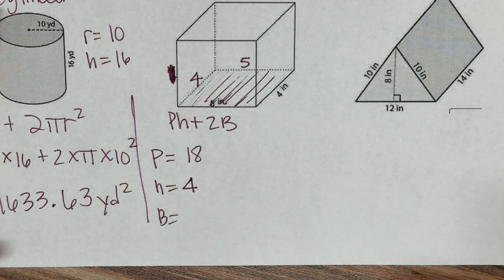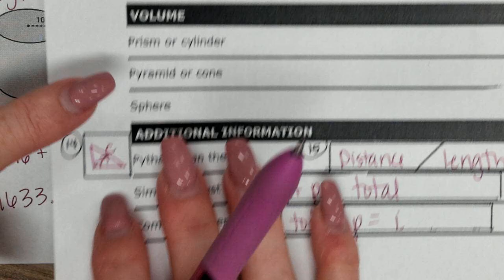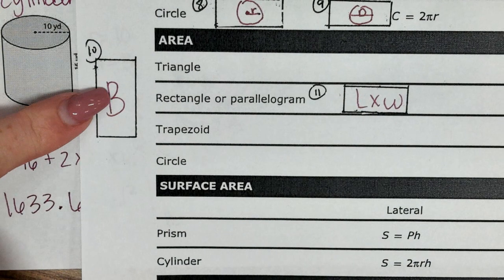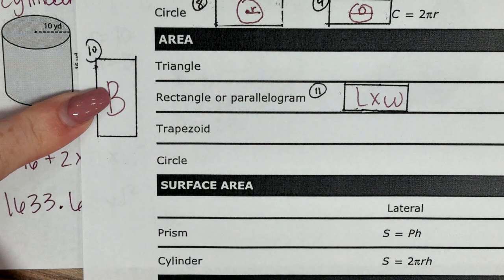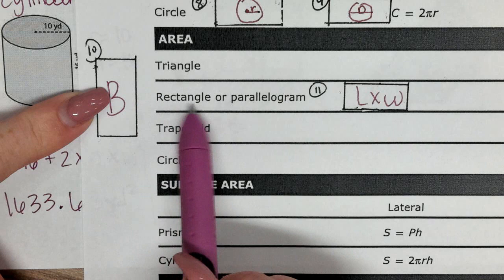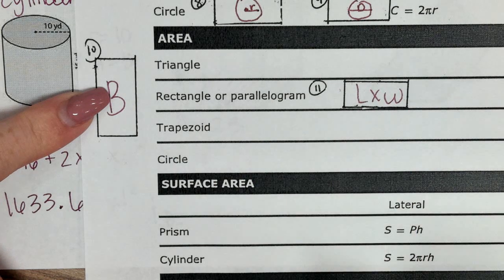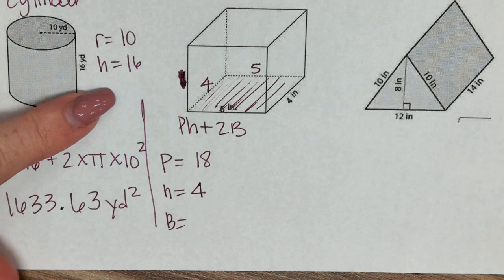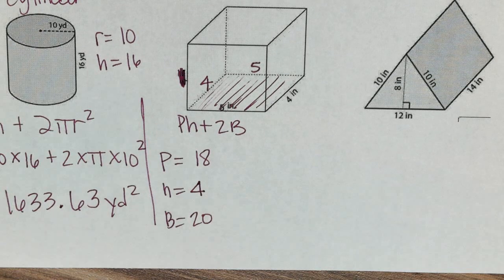What does big B mean? We write it here and we say it every single day. Area of the base. What kind of base is it? So I'm going to do length times width. So 5 times 4 is 20.